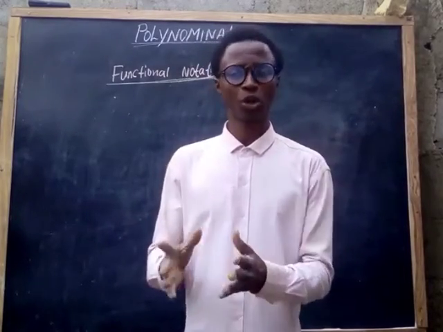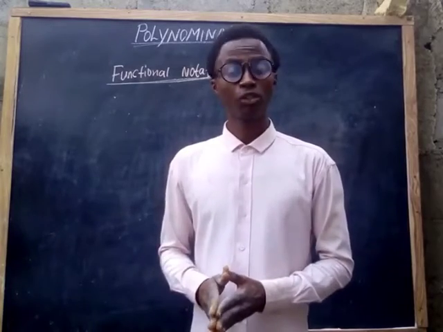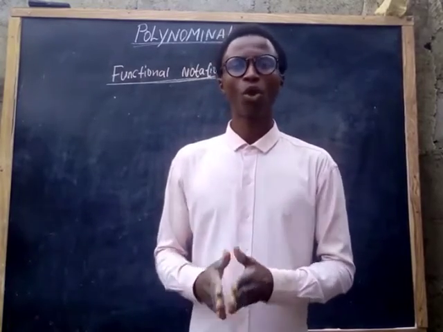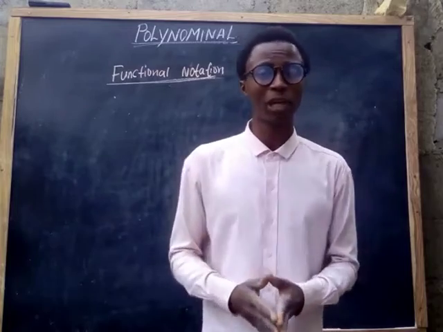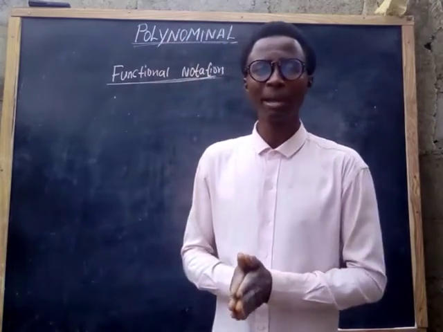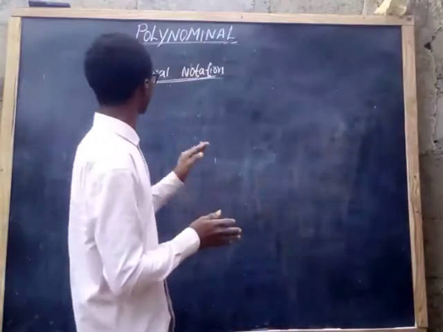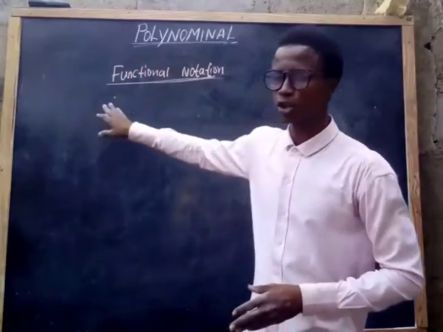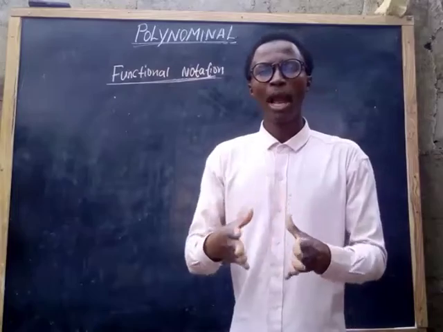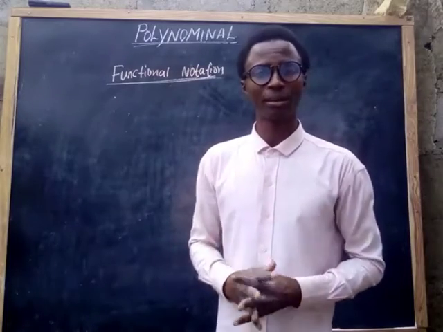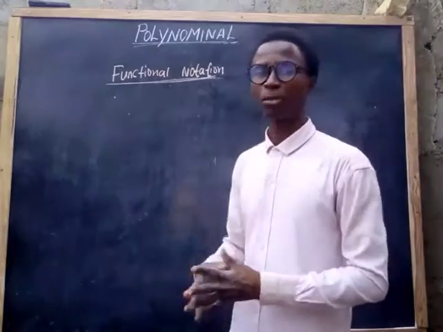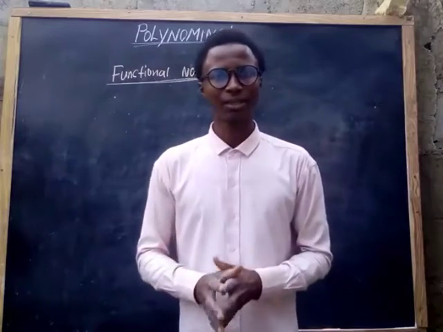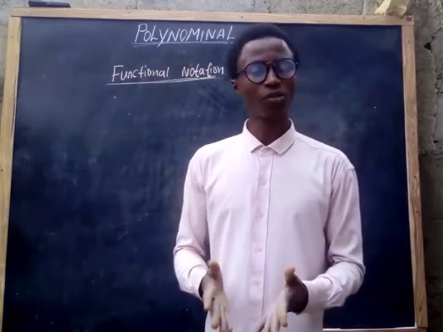In today's class, we will continue from where we stopped. Remember, in the previous class we stopped at division of polynomials. Today we'll be continuing with the remainder theorem. But before we do the remainder theorem, we'll first do functional notation. This subtopic will help build you up for the remainder theorem. So we start from functional notation, and now we start solving questions.